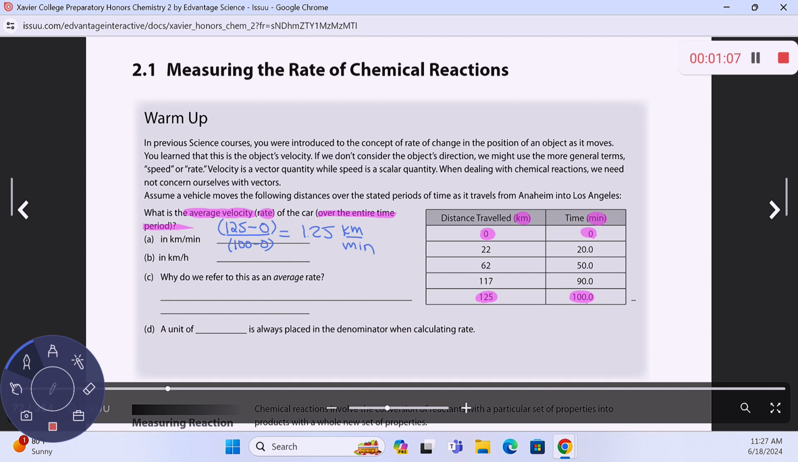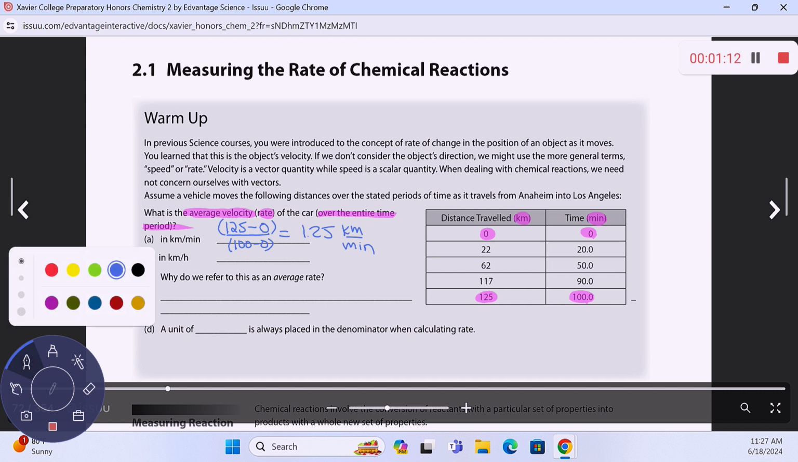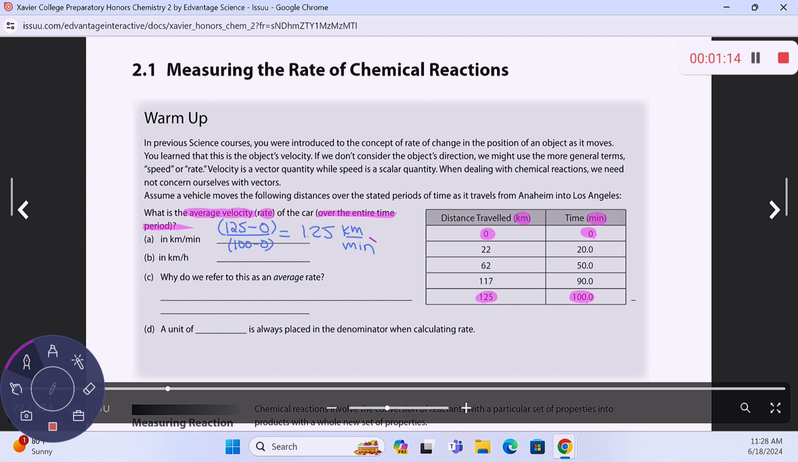So if they want to convert this over to kilometers per hour, then that means that you would need to convert minutes into hours, doing a basic unit conversion. And there are 60 minutes in an hour that will allow you to cancel minutes. And then that will give you 75 kilometers per hour.